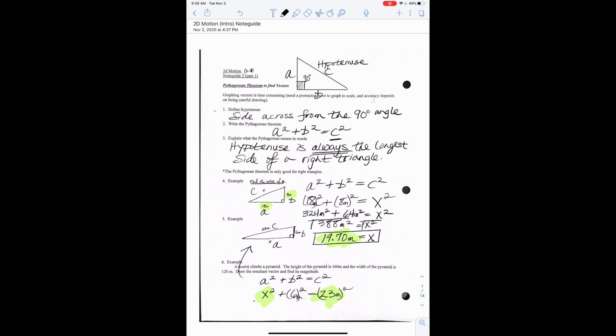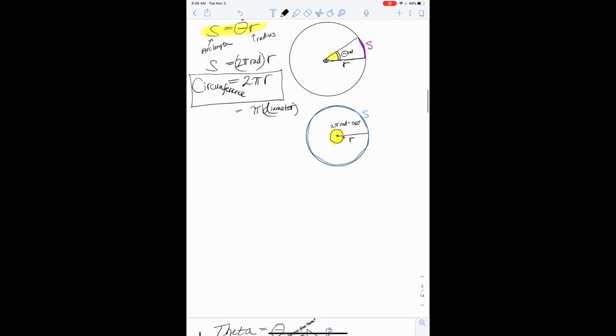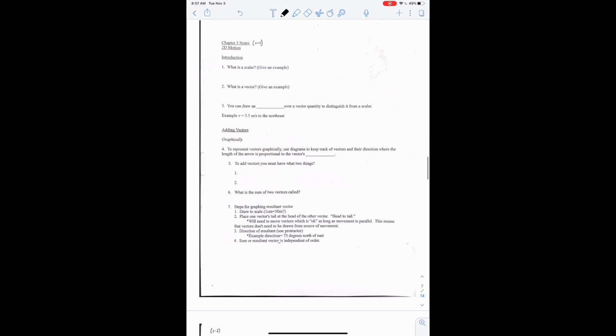So I wanted to make a lecture about adding and subtracting vectors, and once again we're going to go from that 2D motion intro note guide that we worked on last time. This time we're just going to move down to this part right here, which I think says 1-1 on it, and I think this should be page 3 in your note guide.